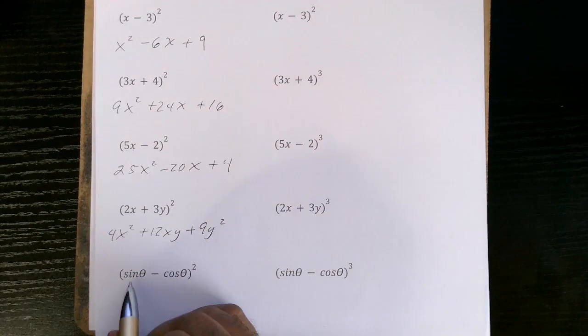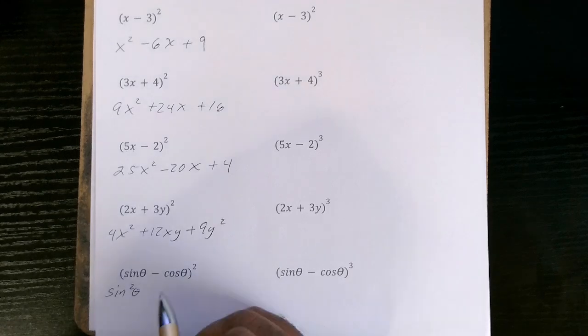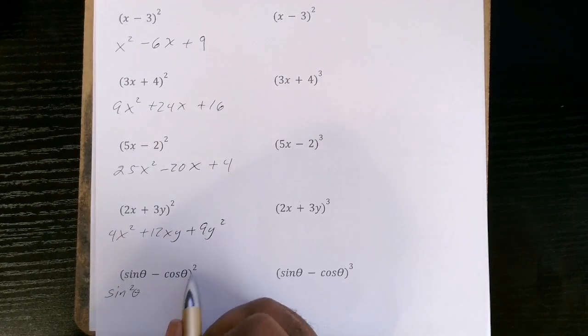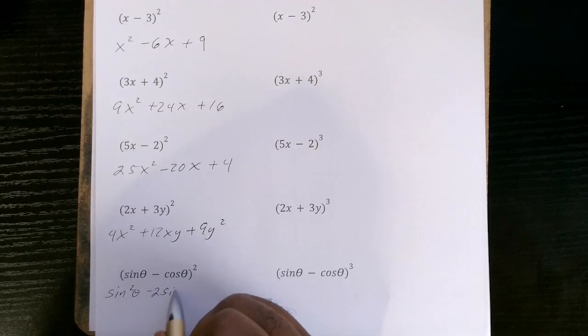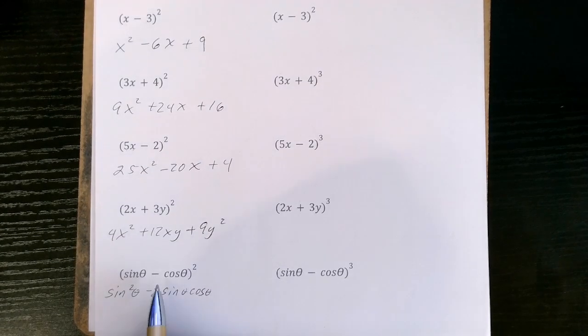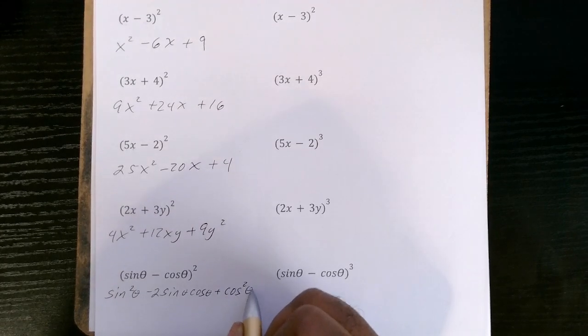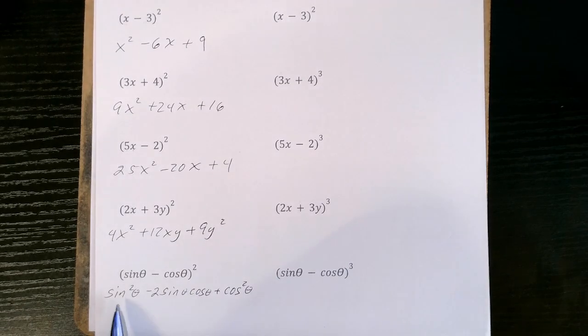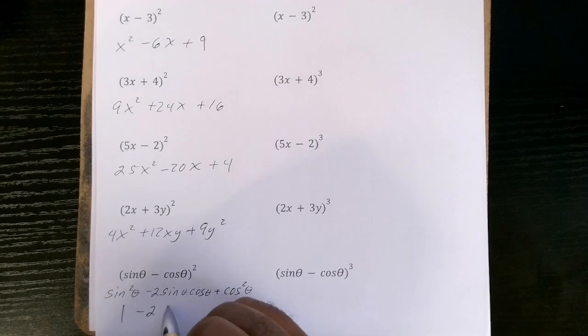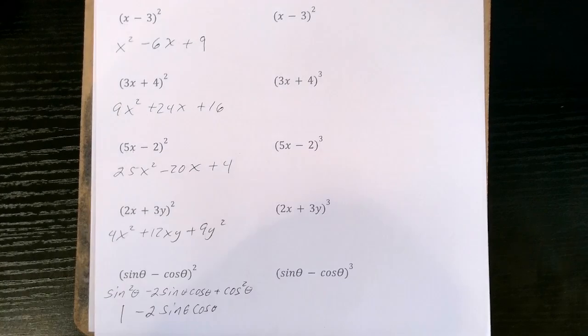Now, sine times sine is going to give us sine squared. Sine times negative cosine times 2 is going to give us negative 2 sine cosine. And then negative cosine times negative cosine will give us positive cosine squared. Now this can be simplified just a bit. We can sum the sine squared and the cosine squared and get 1 minus 2 sine theta cosine theta.